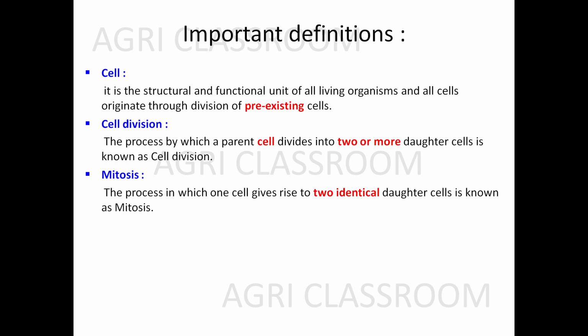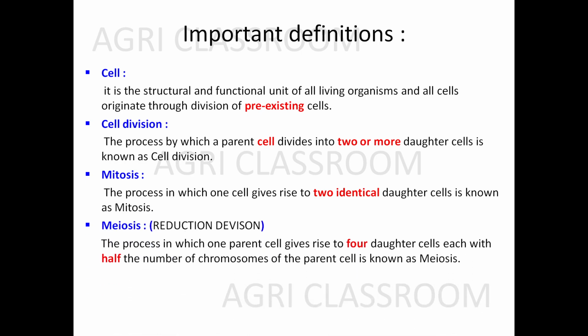Mitosis. The process in which one cell gives rise to two identical daughter cells is known as mitosis. Meiosis, also called reduction division. The process in which one parent cell gives rise to four daughter cells, each with half the number of chromosomes of the parent cell, is known as meiosis.